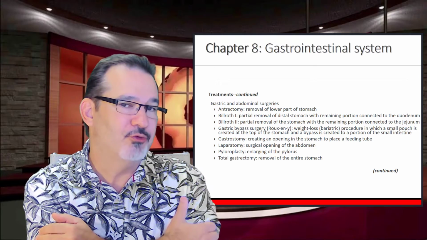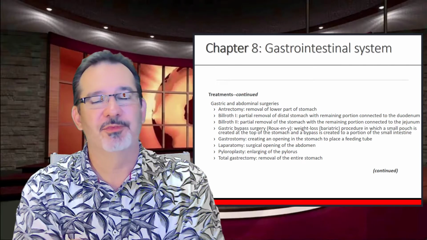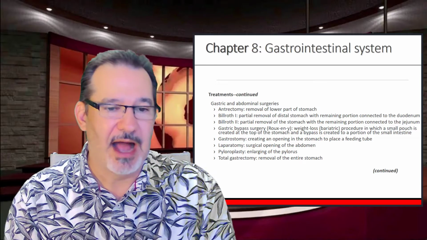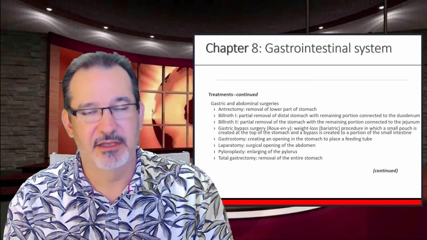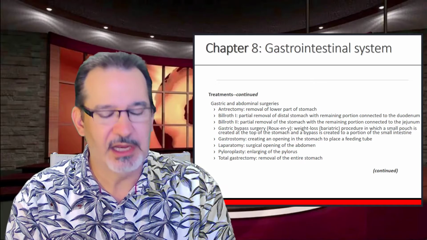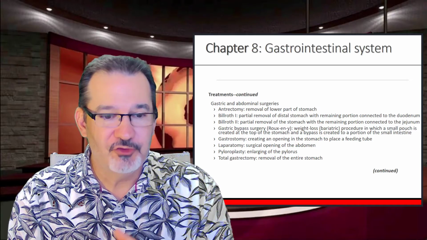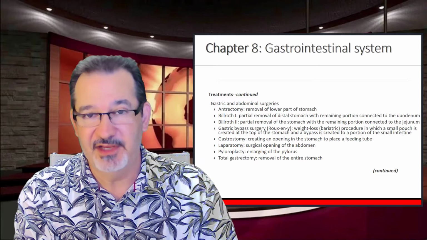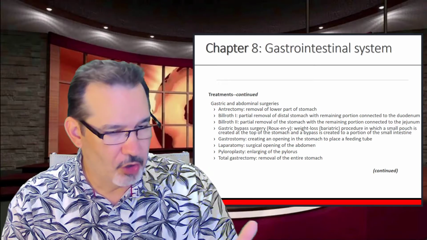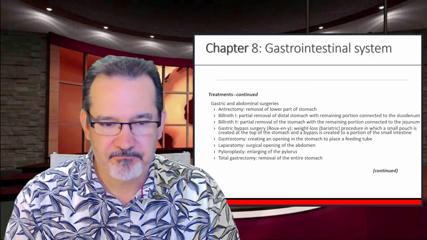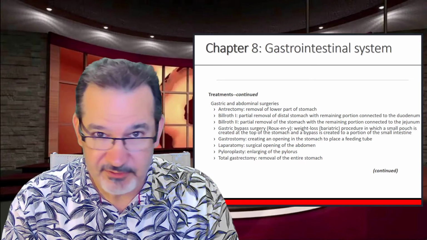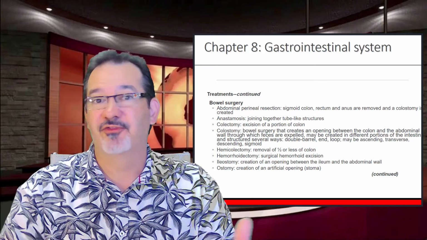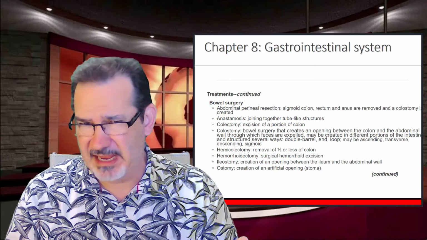Gastrostomy, if you remember last week, I believe we talked about the difference between ostomy and an otomy. Ostomy typically is a permanent opening. So a gastrostomy would be creating an opening in the stomach to place a feeding tube, which may be there for long term. Total gastrectomy, removal of the entire stomach. We do that periodically, in particular for something as serious as maybe stomach cancer.